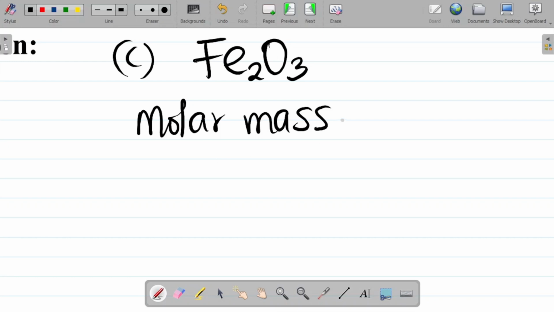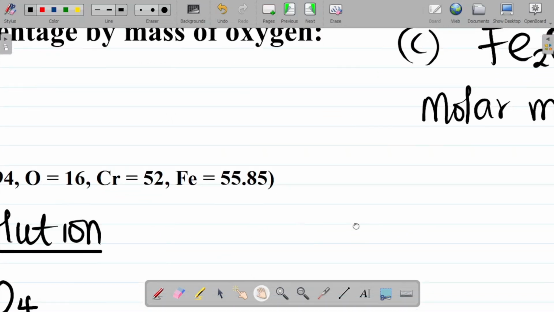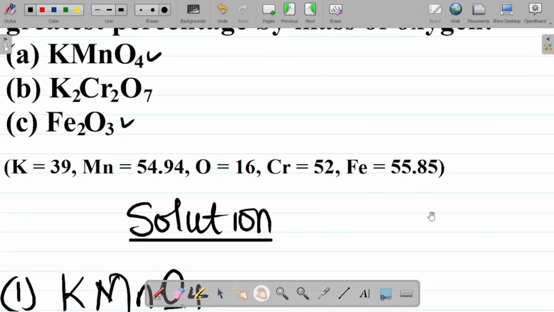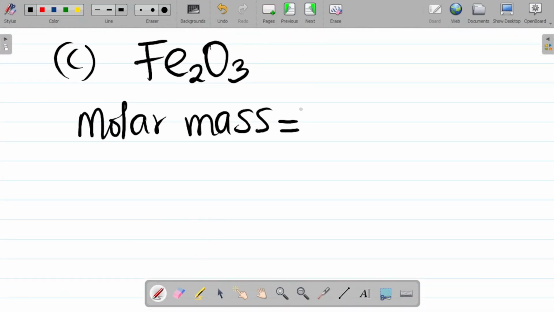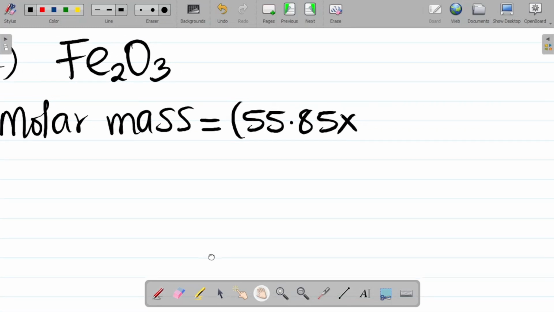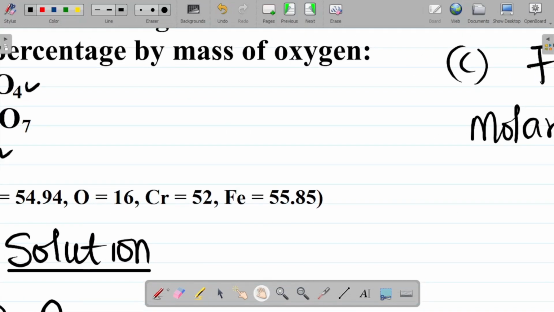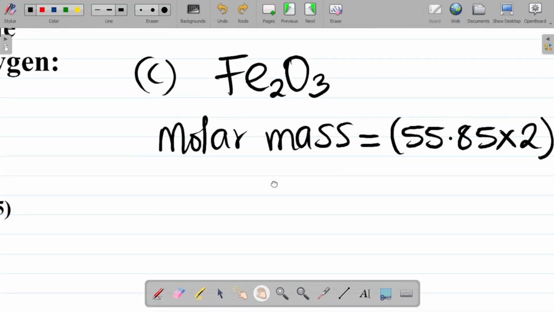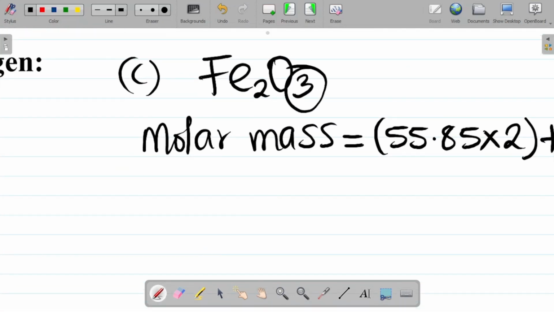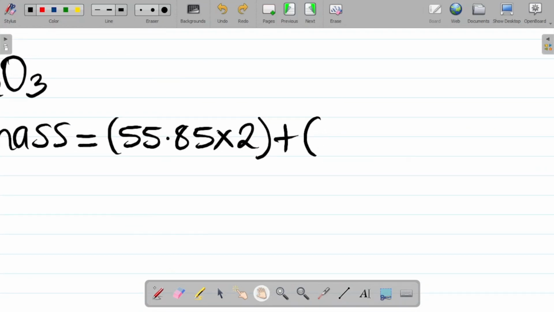is equal to, for iron, the value of the atomic mass is 55.85. That's 55.85 times how many atoms of iron do you have there? Because we have 2 atoms of iron there, so times 2, plus for oxygen, we know that oxygen is 16, as you can see here. Okay, times how many atoms do you have here? For oxygen, we have 3 atoms in this compound. It becomes 16 times 3.